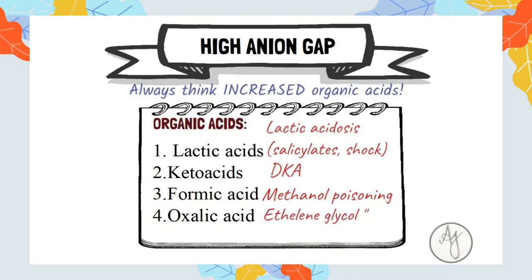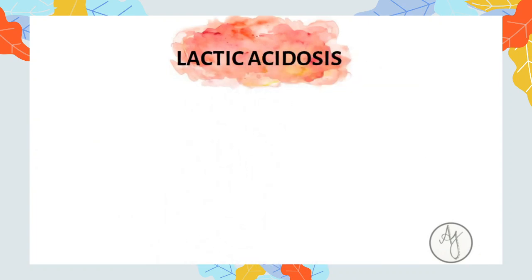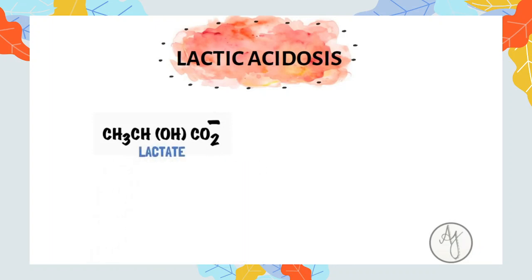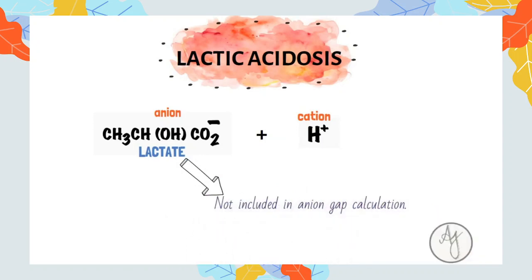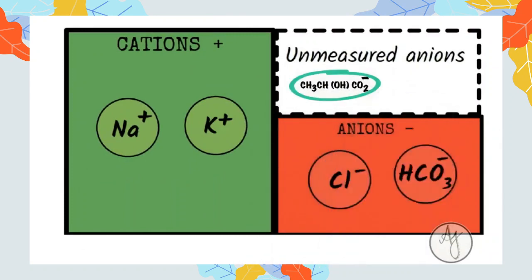Let's take lactic acidosis as an example. In solution, it's present as two entities. It's present as lactate and H plus ion. Lactate is the anion component and H plus ion is the cation component. In this, lactate is not accounted for in the anion gap calculation. So it basically belongs in the unmeasured anions.